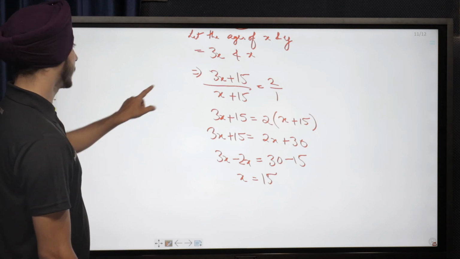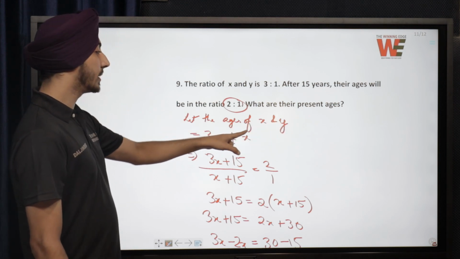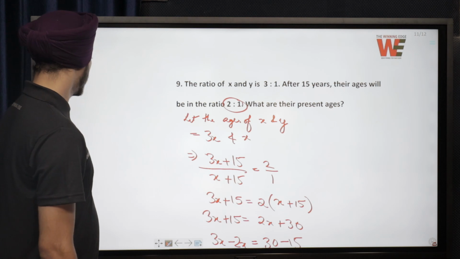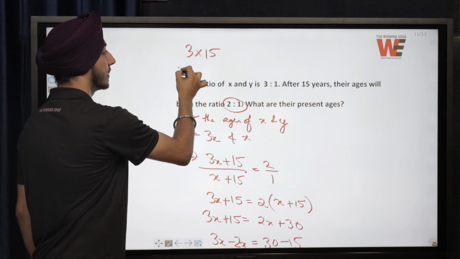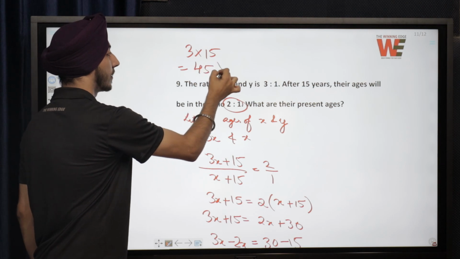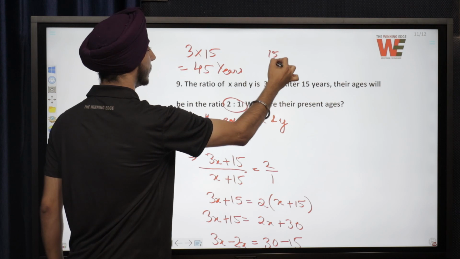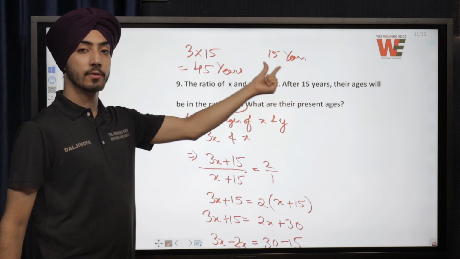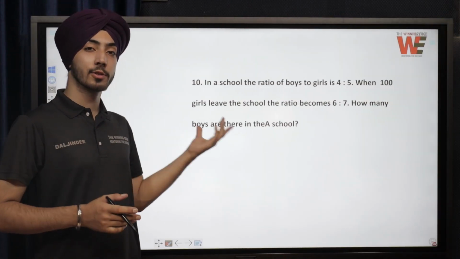Now what were we required to find out? We were required to find out their present ages. What were the ages that we had assumed? We had assumed it to be 3x and x. So we're simply going to put that value here. So 3 into 15, this will give you 45 years. And x is obviously 15, so this will be 15 years. So the age of x is 45 years, the age of y is 15 years. Okay? Now let us look at the last question of this video.